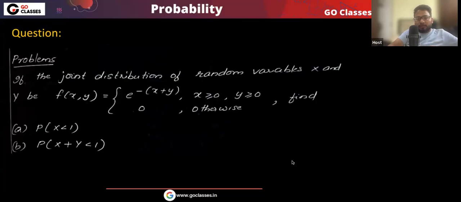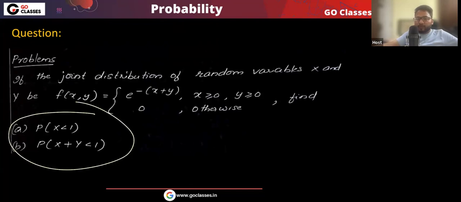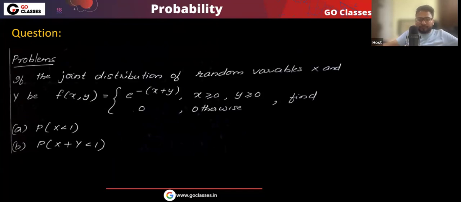Now, let's do one thing. Let's solve this particular question. What they are saying here is that the joint distribution is given to you, and then they're asking you to find these probabilities. So how to solve this question? Probability of x less than 1 and y could be anything, right? This is the PDF only. If they are not mentioning, a joint distribution is the PDF.